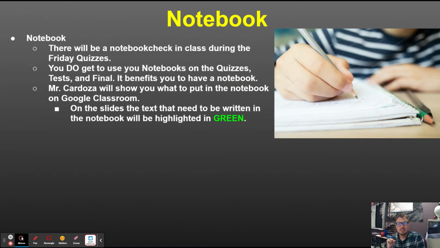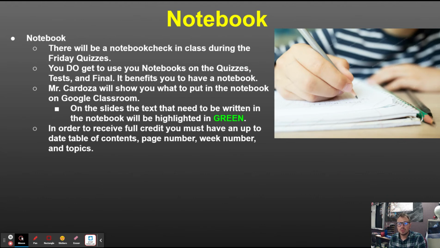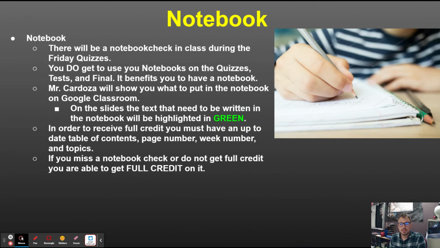On the slides, the text that needs to be written in the notebook will be highlighted in green. So you don't have to write everything. There's going to be a lot of information on these slides, but only the stuff that's written in green is what you need to write. In order to receive full credit, you must have the up-to-date table of contents, page number, week number, and the topics written.